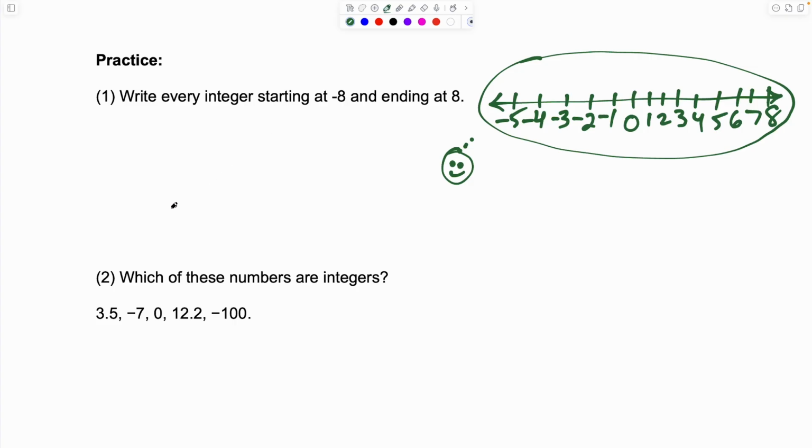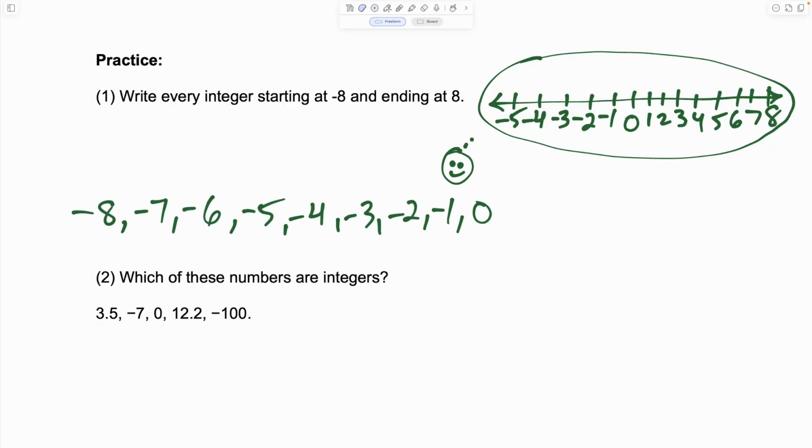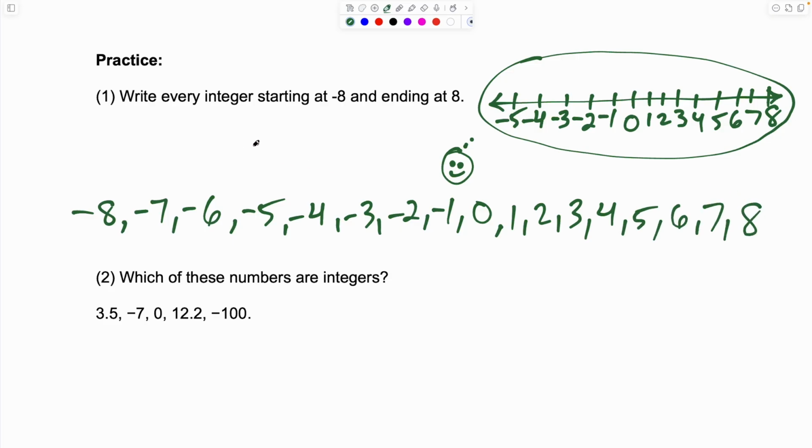So if we're going to write every integer starting at -8 and ending at +8, we're going to have -8, then -7, -6, and then this picks up where we left off in the thought process here. Then we have -5, and then we just keep going: -4, -3, -2, -1, 0. I'll just make a little bit of space here because this is quite a bit of numbers to write out. So we'll just move these numbers over. But we continue now finally into the positive integers. So then we have 1, 2, 3, 4, 5, 6, and then 7, 8. Okay, so here are all the integers starting at -8 and ending at +8.